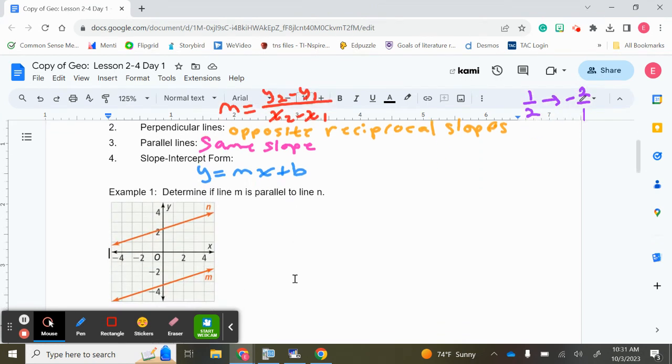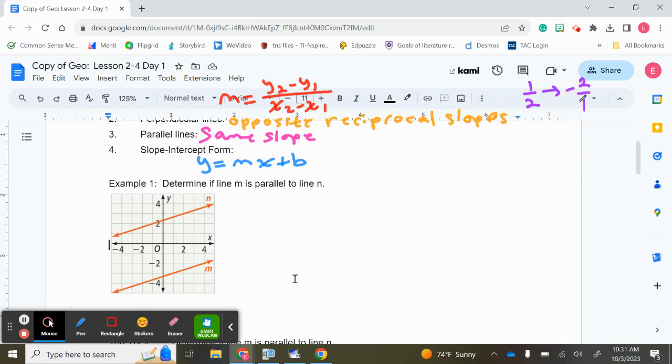All right, so example 1, it says determine if line M is parallel to line N, okay? So what we do is we find 2 nice points. In this case, this is a nice point for N. This is a nice point for N. We need 2 of those. And then this is a nice point for M, and so is this one right here.